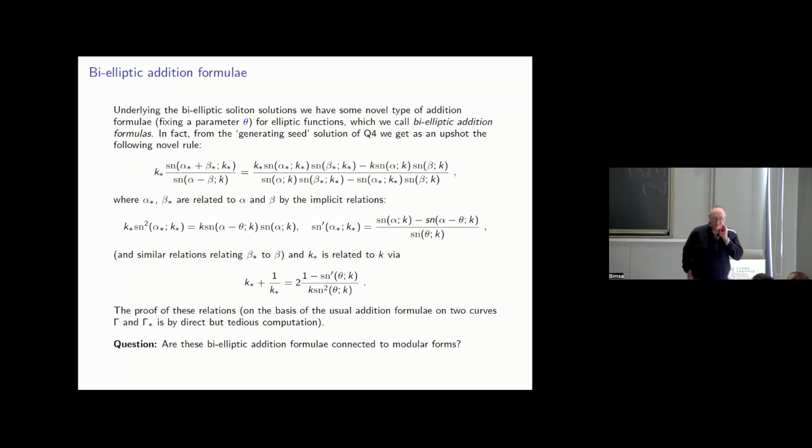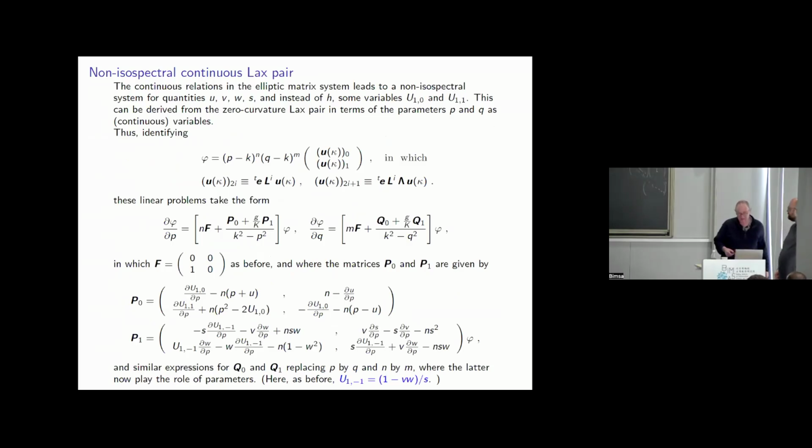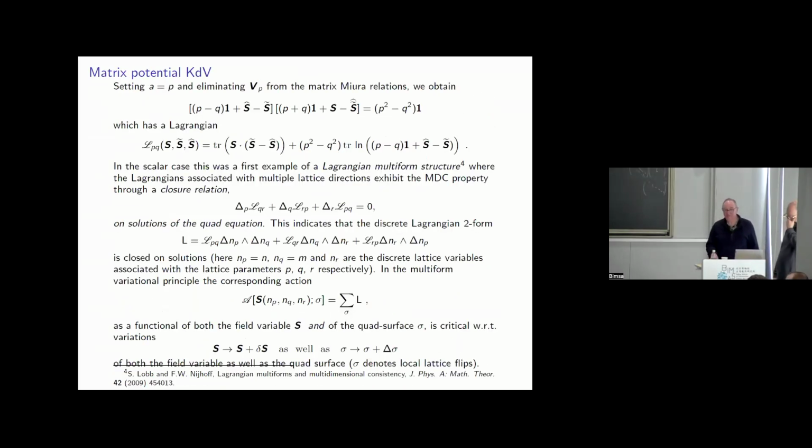Can you elaborate again on the interpretation of the discrete and the continuous parts? This multiform contains both discrete and continuous parts. So we have a continuous system as well. This equation for S, there are also continuous equations.